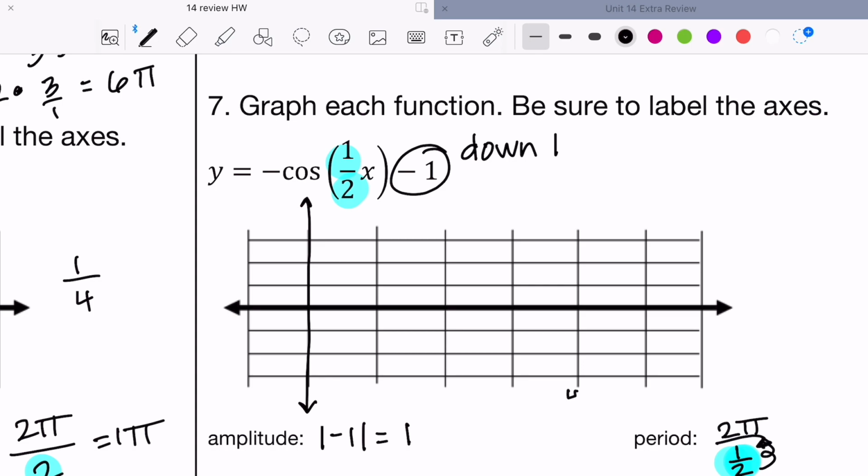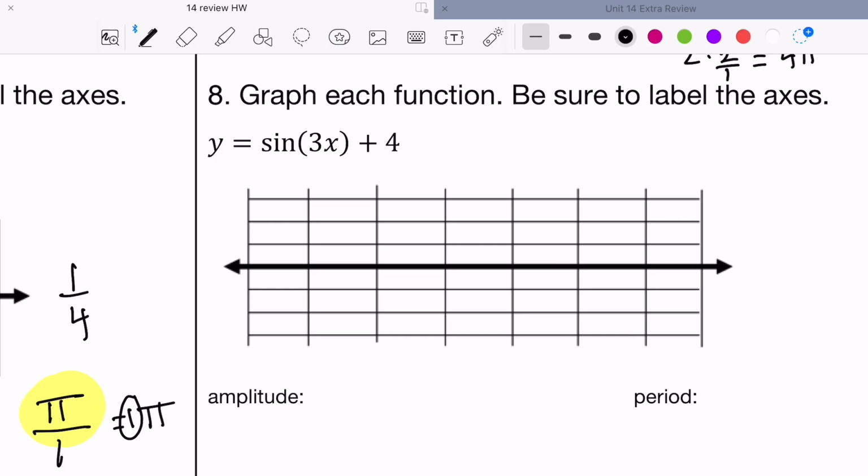So this is out to 4 pi. Take the number in front, and you're dividing it into 4 increments. What's 4 divided by 4? 1. So this is 1, 2, 3, 4, and then tag that pi on there. This is 1, this is -1, and then again, negative cosine is going to start right there. And then I'm going to shift everything down 1. So that looks like that.